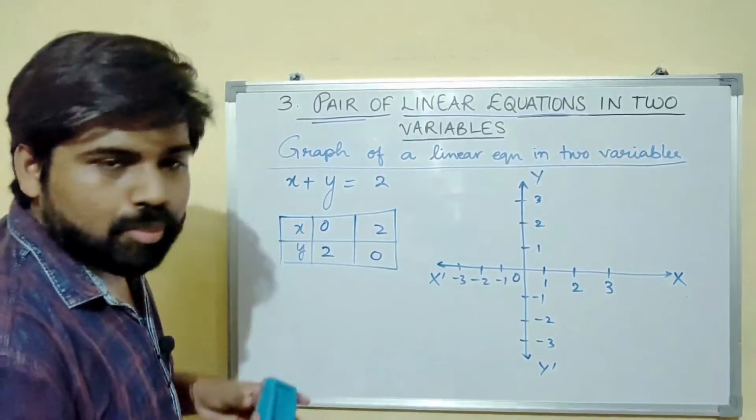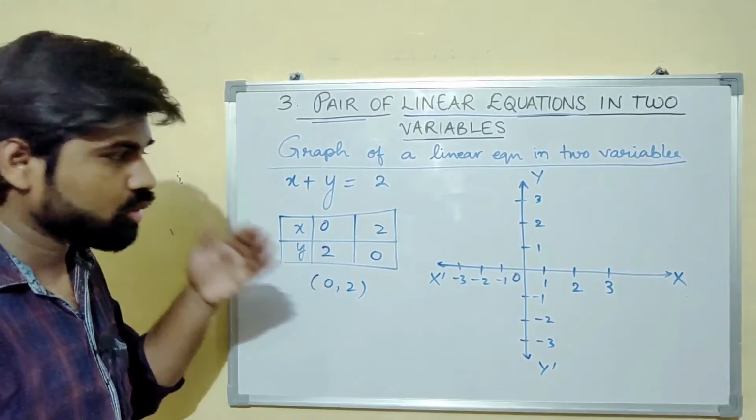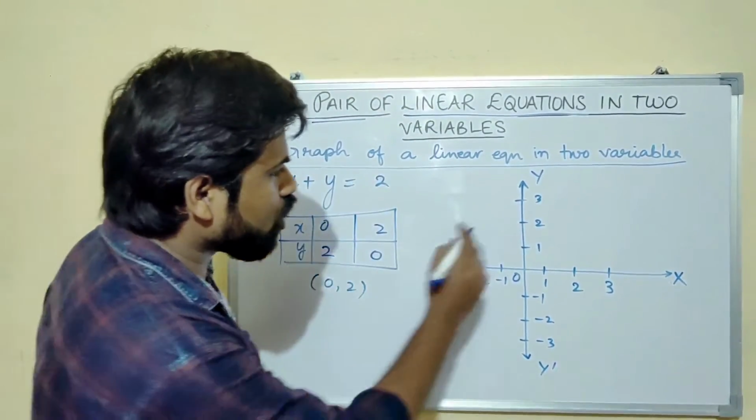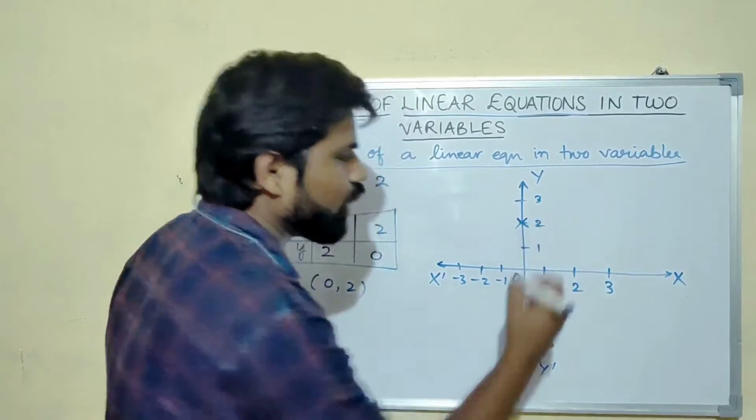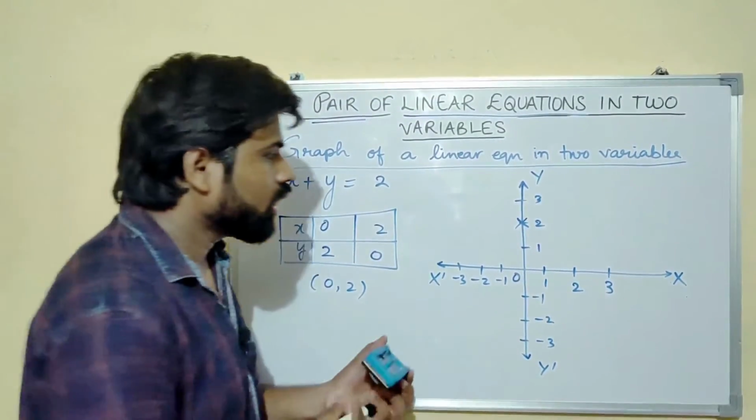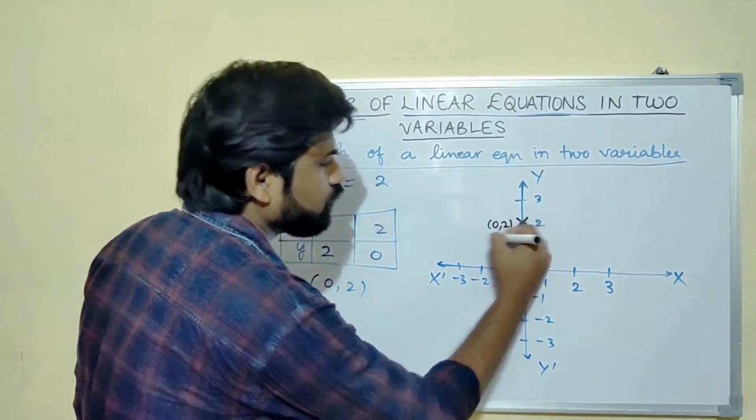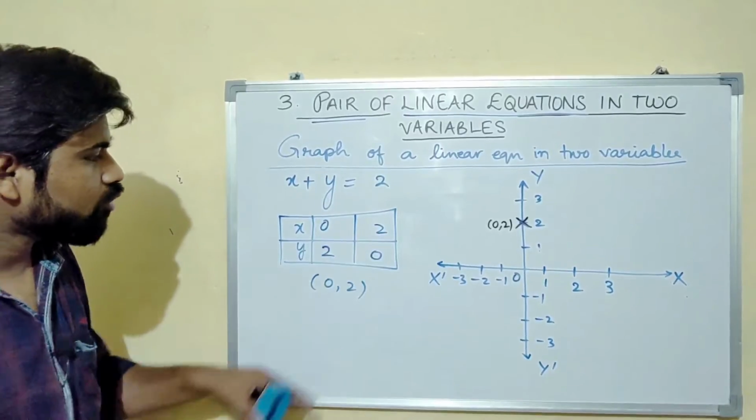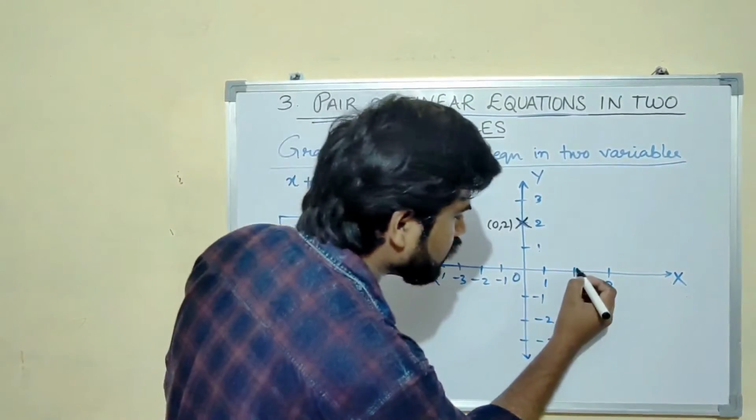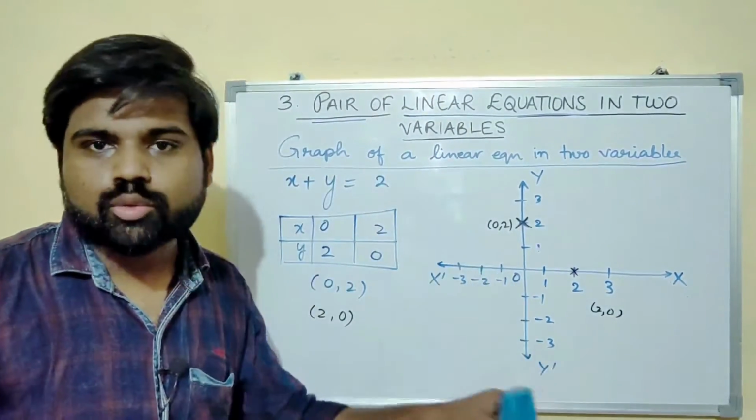Now we have a point 0, 2. So let us plot this point here. This will be 0, 2 is this point, right? Let me use a different marker. Here, this is your point 0, 2, right? And we have another point 2, 0, which is this point 2, 0. Now join these 2 points.